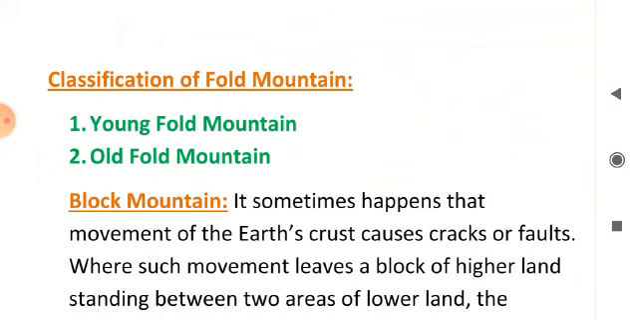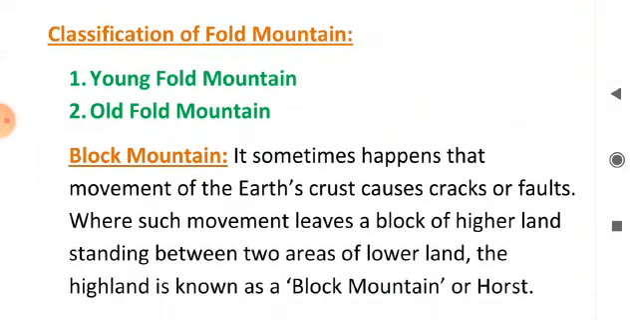So what is the difference between young fold mountain and old fold mountain? Most of the young fold mountains have pointed peaks, but the old fold mountains don't have pointed peaks due to erosional activities by rivers, weather, etc. And they are lower than the young fold mountains. For example, the Himalaya is a perfect example of young fold mountain, and an old fold mountain example is the Appalachian.